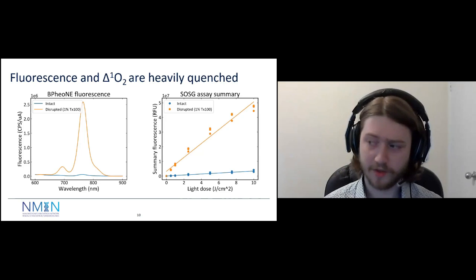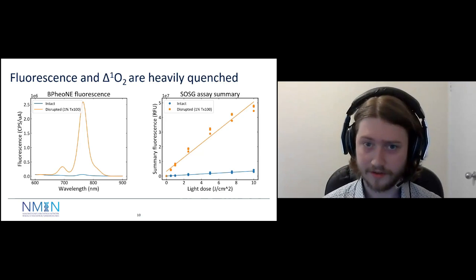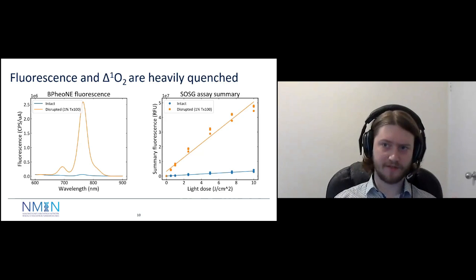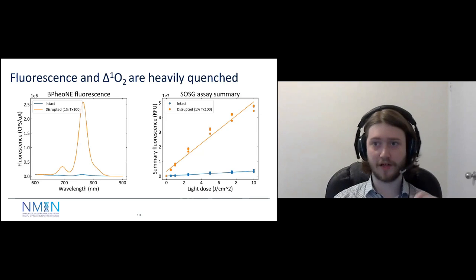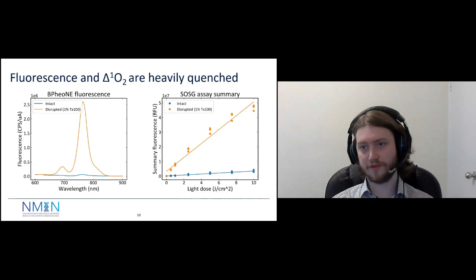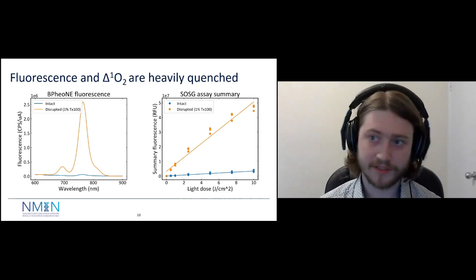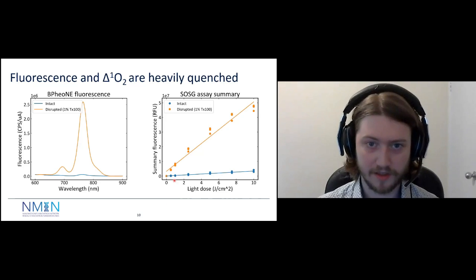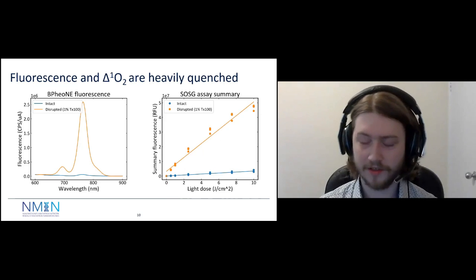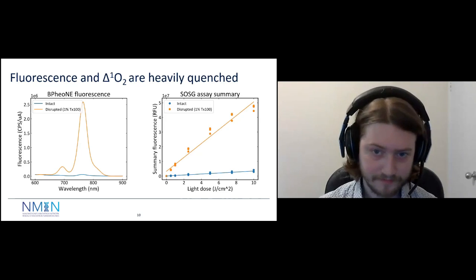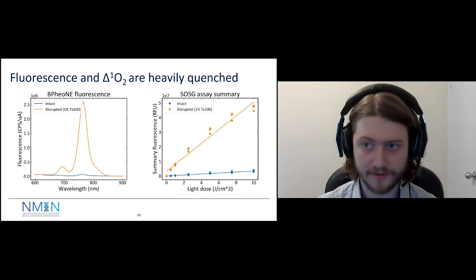In the figure on the right, you have the results of a singlet oxygen sensor green assay. What we do in this experiment is we measure the fluorescence of a sensor as a function of light dose, and the sensor only becomes fluorescent in the presence of singlet oxygen. So this assay is a good measurement for the singlet oxygen generation rates. And then we just compare the slopes of the fluorescence versus light dose. And again, what we see is very significant quenching between the intact and the disrupted case. And we see that the singlet oxygen generation is quenched by roughly an order of magnitude, indicating very heavy quenching.